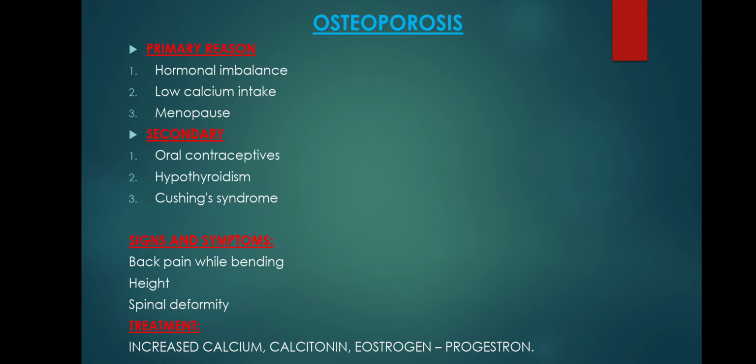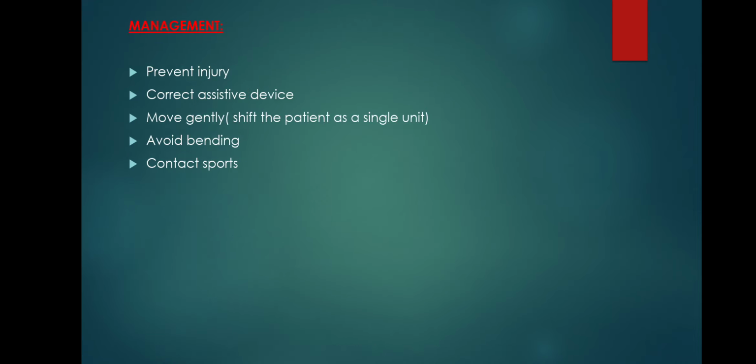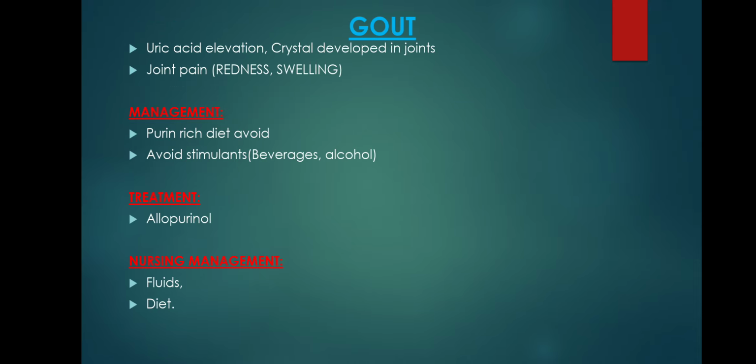Osteoporosis. Primary reasons: hormonal imbalance, low calcium intake, menopause. Secondary: oral contraceptives, hypothyroidism and Cushing syndrome. Signs and symptoms: back pain while bending, loss of height, spinal deformities. Treatment: increased calcium, calcitonin, estrogen, progesterone, hormonal management. And preventing injury: correct assistive device, move gently, avoid bending and contact sports.